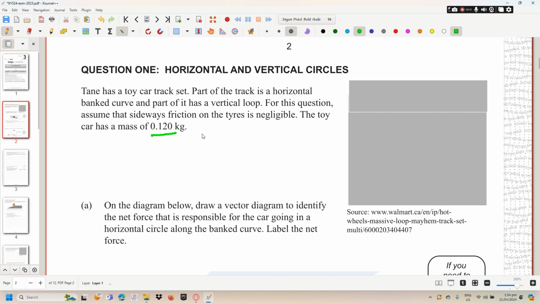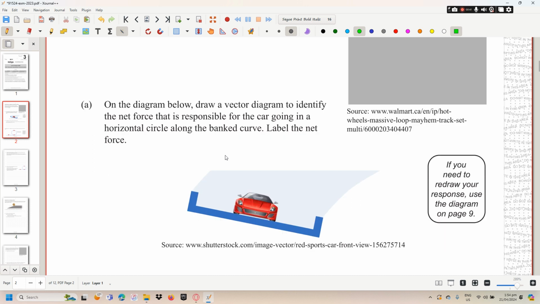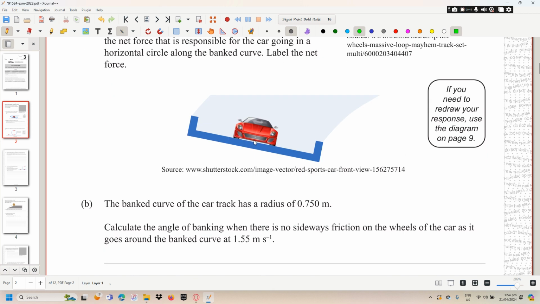Toy cart has mass of 0.12. On the diagram below it, draw a vector diagram, identify the net force that is responsible for the car going in a horizontal circle around the banked curve. Label the net force. So, the car has a weight force downwards equal to its mass times gravity, and it will have a reaction force at 90 degrees to the track.